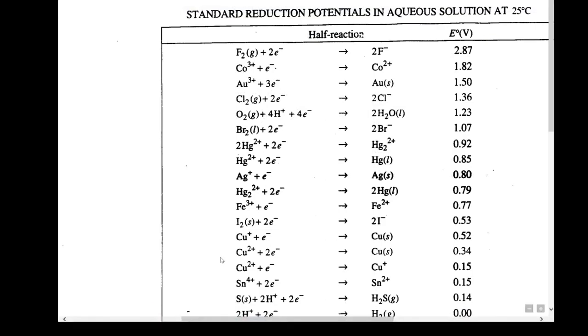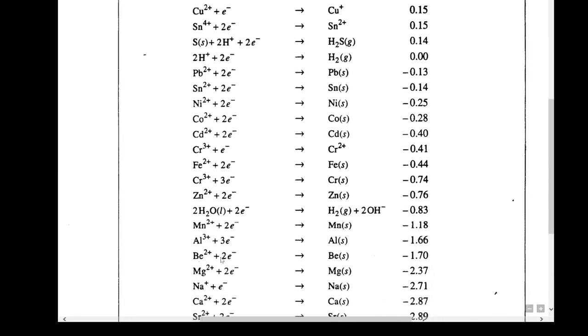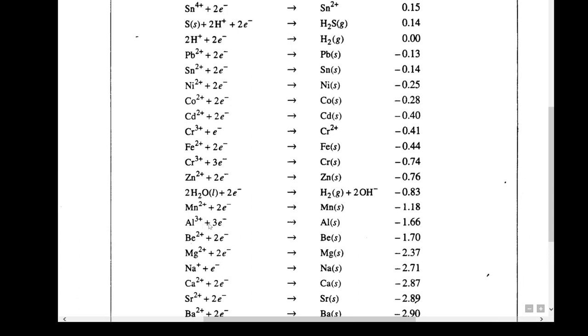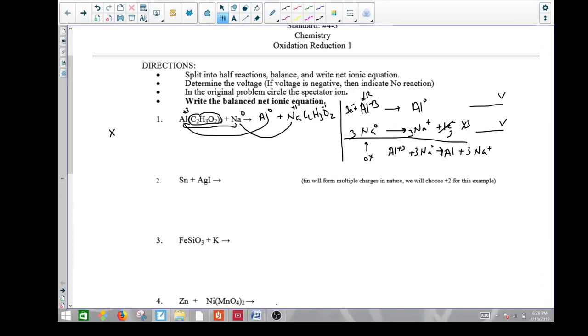Alright, so right where is the aluminum? It is located there. Now, the aluminum is gaining 3 electrons to form aluminum solid is negative 1.66. And that is exactly what's happening here. A negative 1.66. The reduction will always be on the chart as is, and you leave it as is.